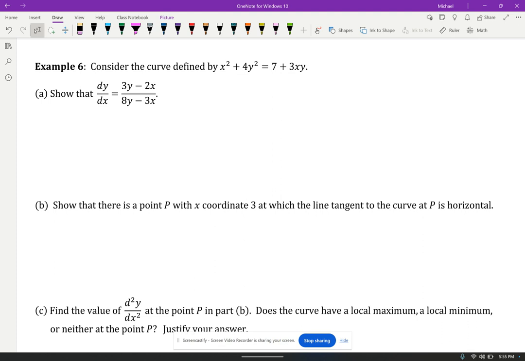Consider the curve defined by this equation. Show that dy/dx is equal to this formula. So I need to find the derivative and show that the derivative actually equals 3y minus 2x divided by 8y minus 3x. That's what we need to do. Okay, so how do we find the derivative?